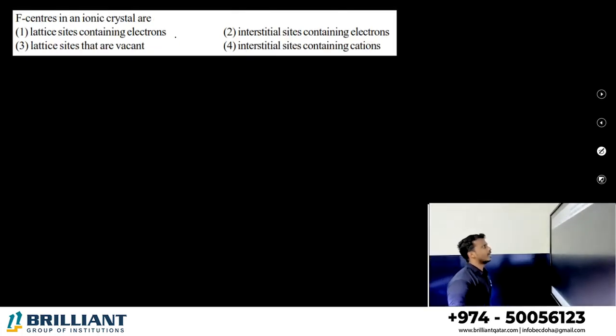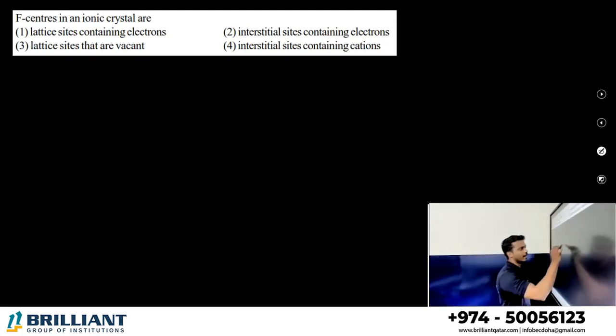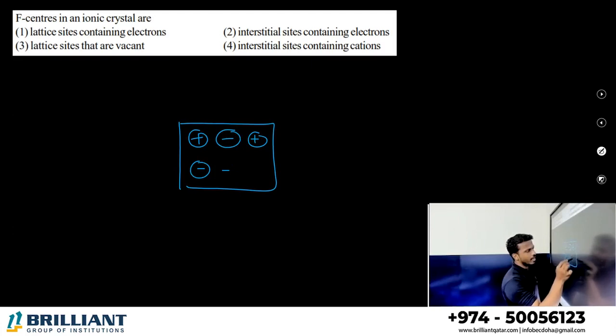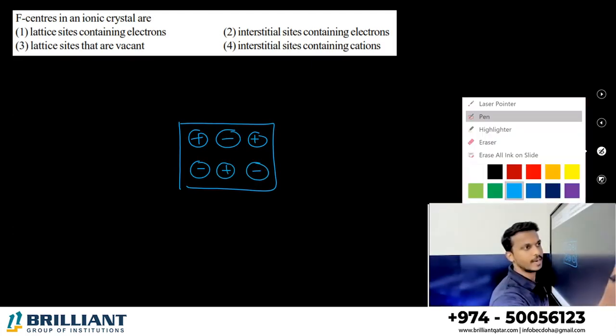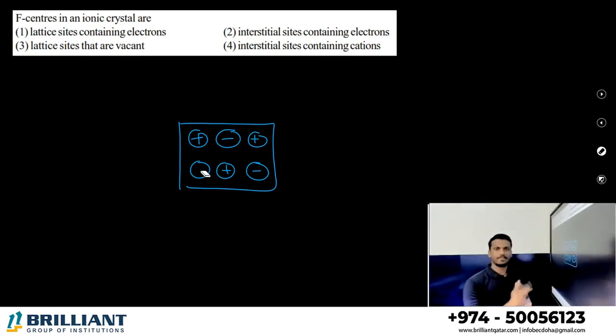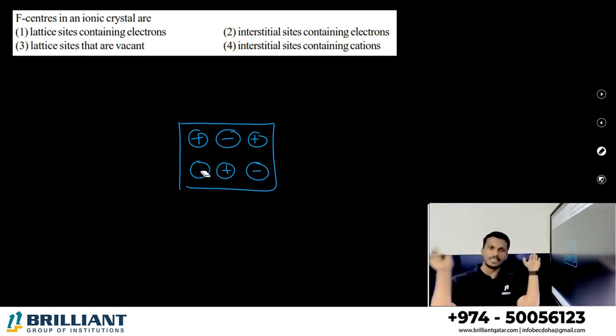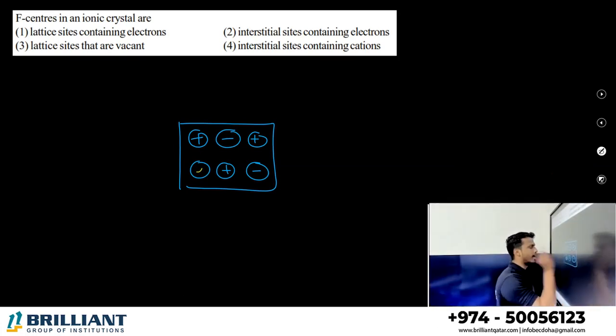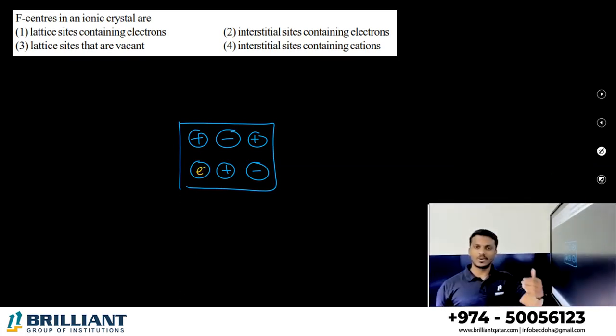F centers in an ionic crystal are, what is meant by F center or color center or Farben center? You know that in an ionic system with cation and anion, in an ionic crystal, one anion is missing, and that space is occupied by an unpaired electron. This electron is an unpaired electron. If it is there, it can show color.